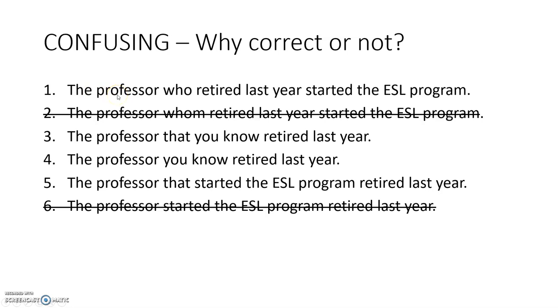You can see that the subject of all these sentences is the professor. And then you can see an adjective clause. Sometimes it starts with who or whom or that. Number 4 doesn't have a pronoun. Number 5 has that, and number 6 doesn't have a pronoun.